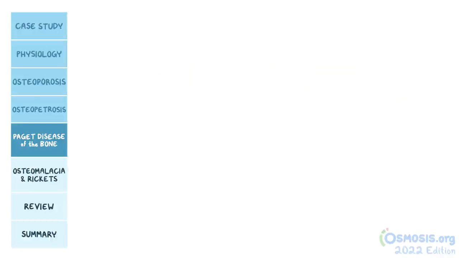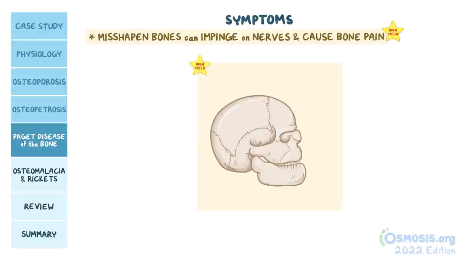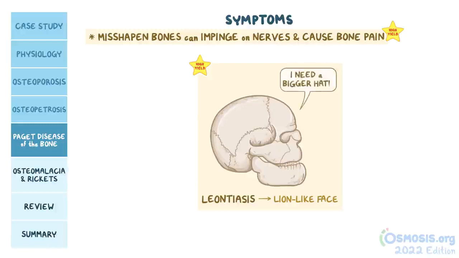Early on, Paget disease of bone doesn't typically cause symptoms, but over time the misshapen bone can impinge on nerves and cause bone pain. In addition, if the skull is involved, the overgrowth of bones can make a person have a lion-like face, which is called leontiasis. And because the skull is larger, the affected individuals often say that they need a bigger hat.